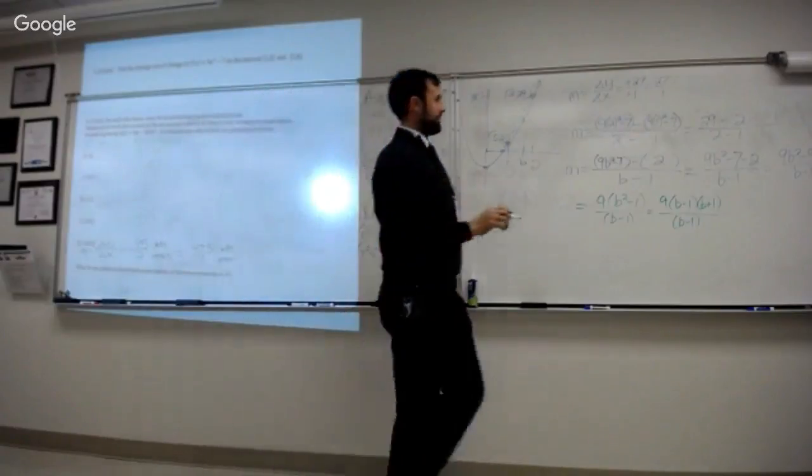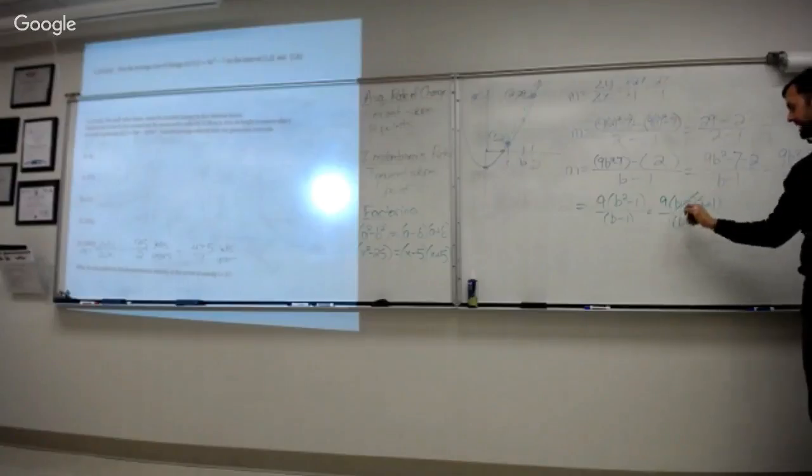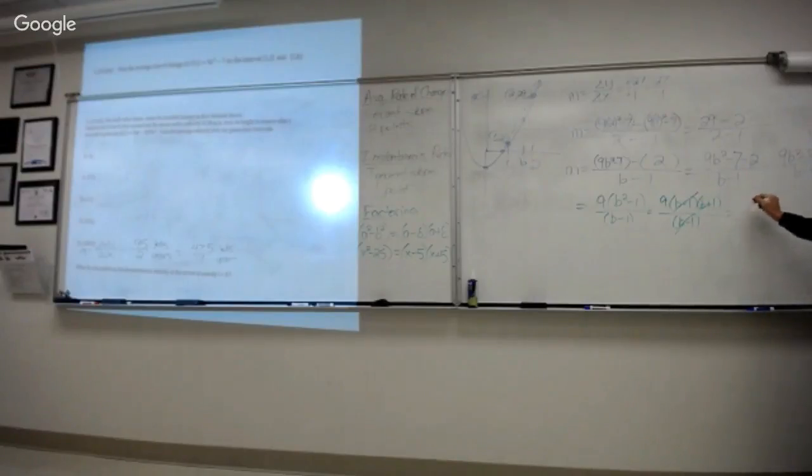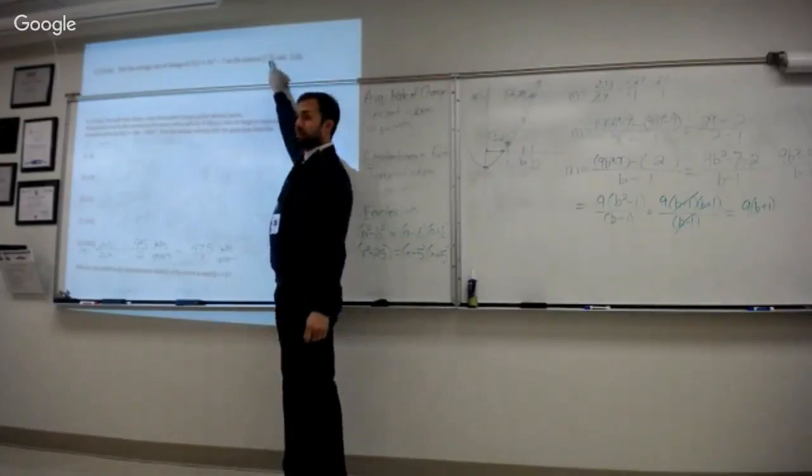So now that we have factored the numerator, what can we do? Cancel. Here we get to cancel the b minus 1. And our final answer is 9 times b plus 1. That's the slope between 1 and any value of b. What are we all dying to do? What should we plug in for b to check to see if this worked?